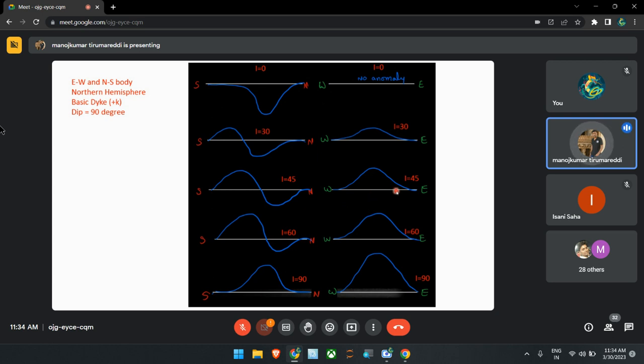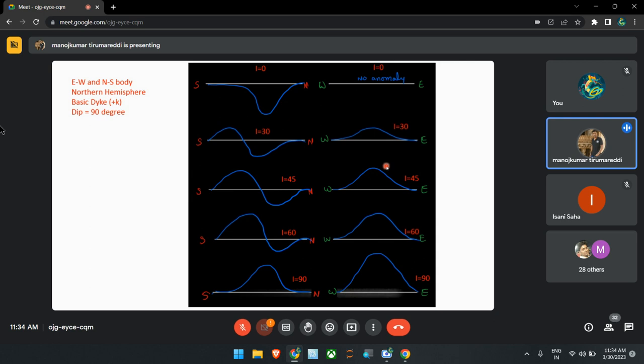Similarly, if you calculate TMI for a north-south body at the equatorial region, we don't get anomalies. The positive peak will increase with inclination. Here the amplitudes are different, but the shape of the curve is almost constant everywhere. So there are two factors: in the east-west body, the phase will change, and for the north-south body, the amplitude will change. These are the anomaly patterns for east-west and north-south bodies in the northern hemisphere for positive susceptibility contrast bodies.